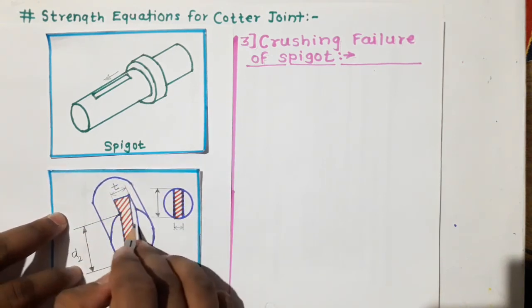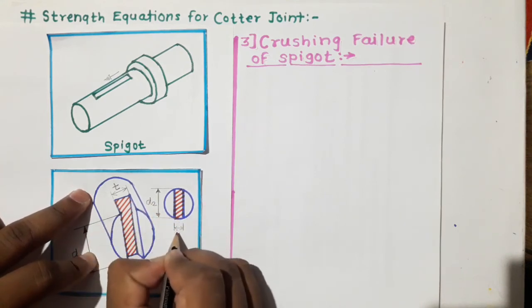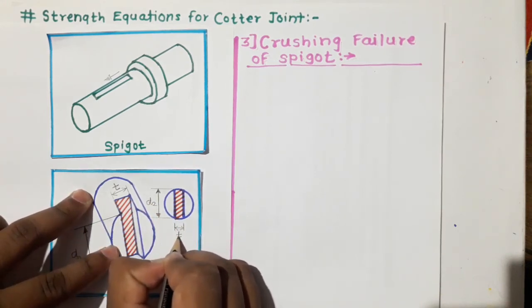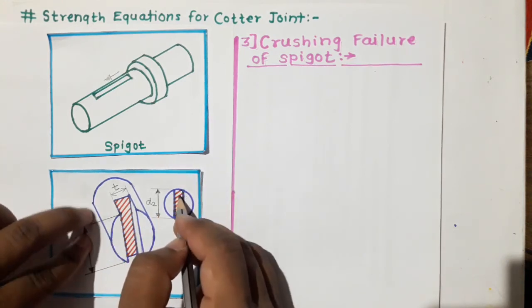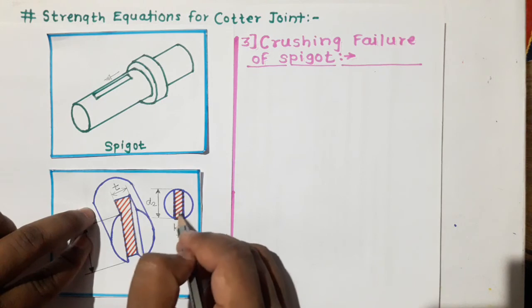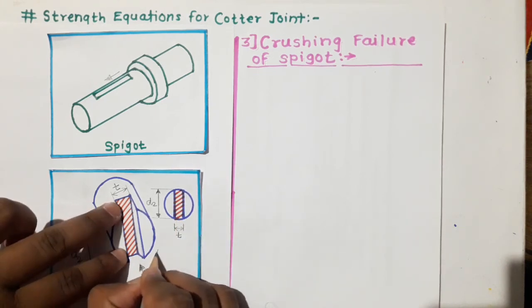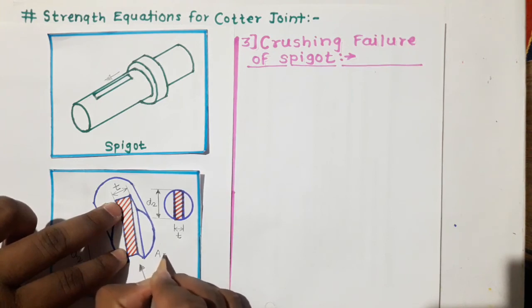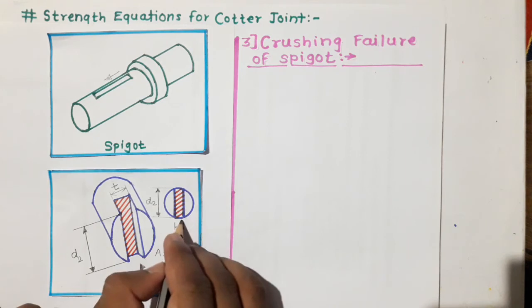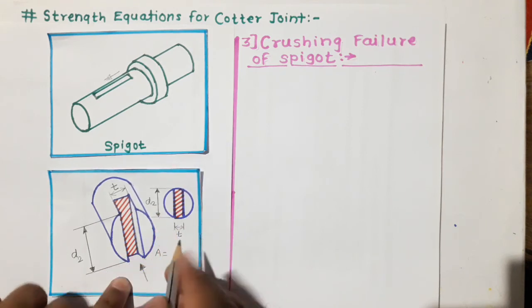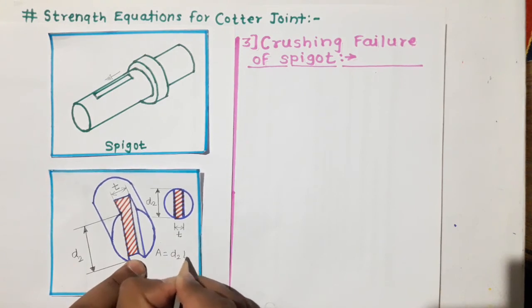Now same we can show in this 2D diagram. So diameter of this spigot is D2 and thickness of this slot is T. Okay, and the area subjected to crushing stress is this area, which is shown by red color hatching lines. So we can write the equation of area which is subjected to crushing stress. So it is nothing but this rectangular area having height D2 and thickness T. So we can write the area subjected to crushing stress is D2 into T.